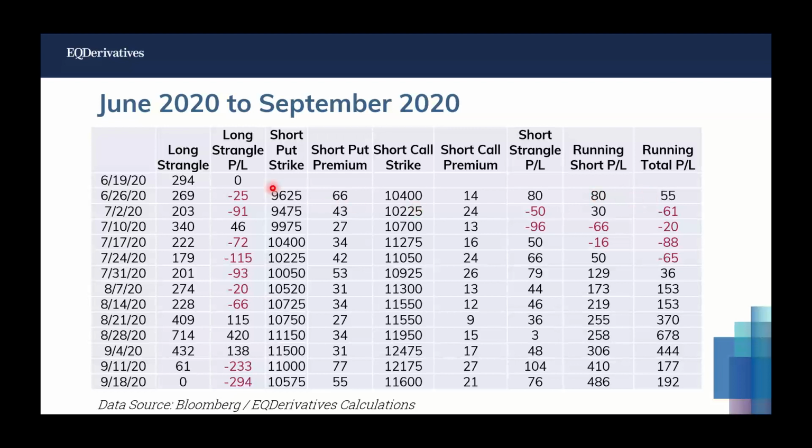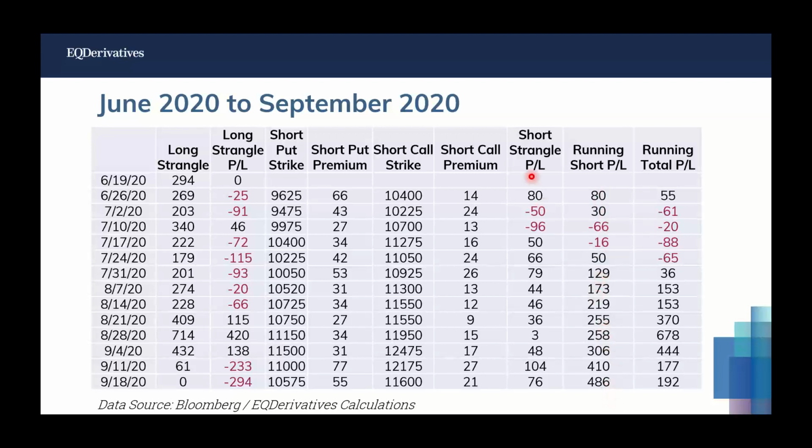We experienced some time decay right here, so the running P&L was $55. Now, the next couple of weeks in early July, we did have some extra volatility, and the short strangles lost $50 and $96 collectively. However, we did see a little bit of a bump up in the long strangle. You can see right here, the long strangle is actually an unrealized profit. So we had a $46 unrealized profit on the long strangle, but we had a loss of $96 here. Our running P&L for the selling of the strangles was minus $66.